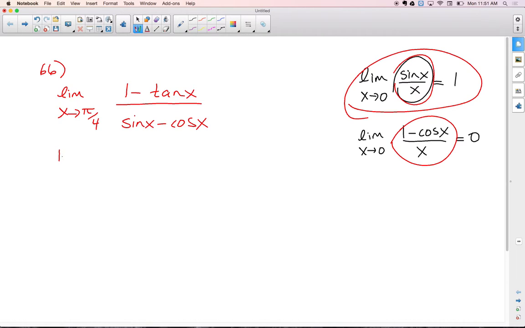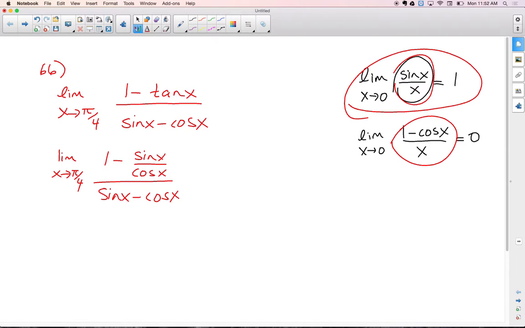Okay? So we're going to have the limit as x approaches pi over 4 of 1 minus sine x over cosine x, divided by sine x minus cosine x. Now, why is that helpful? Because I just used an identity. What do you usually do after you do an identity? You do some rearranging. You do some algebra, some simplifying, some clearing out fractions. So what kind of stuff do we want to do right now?